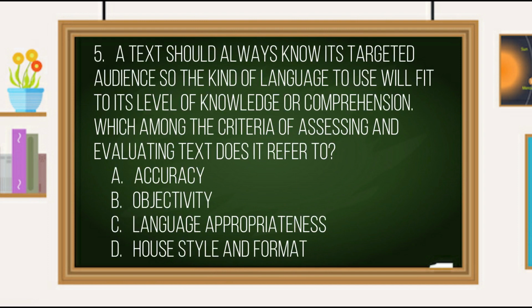A text should always know its targeted audience, so the kind of language to use will fit to its level of knowledge or comprehension. Which among the criteria of assessing and evaluating text does it refer to? A. Accuracy. B. Objectivity. C. Language appropriateness. Or D. House style and format.